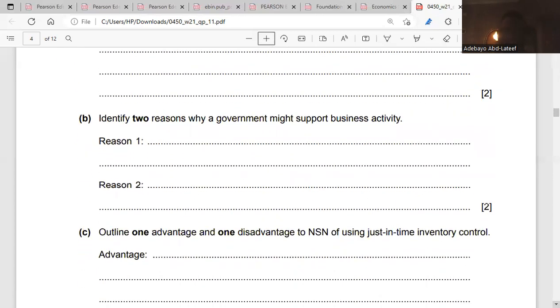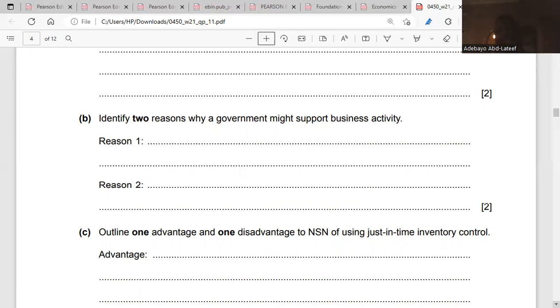B, identify two reasons why government might support business activity. One of the reasons why government would want to support business activity is to increase employment opportunity. Reducing the unemployment rate is the same as increasing employment, so it's one of the objectives of government.